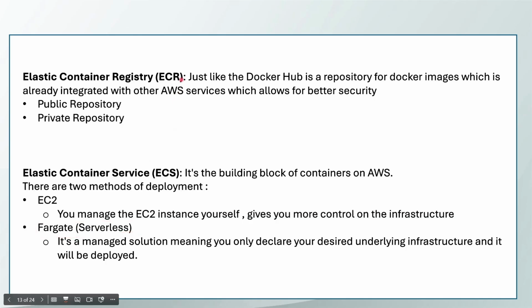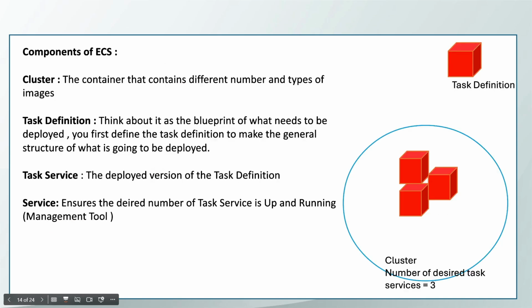So what did we say? We said that we have the ECR, which stores the images, we have the ECS, which deploys them, and then we have two different methods of deployment, right? Now, let's say we want to deploy this image on ECS. How can we do that?